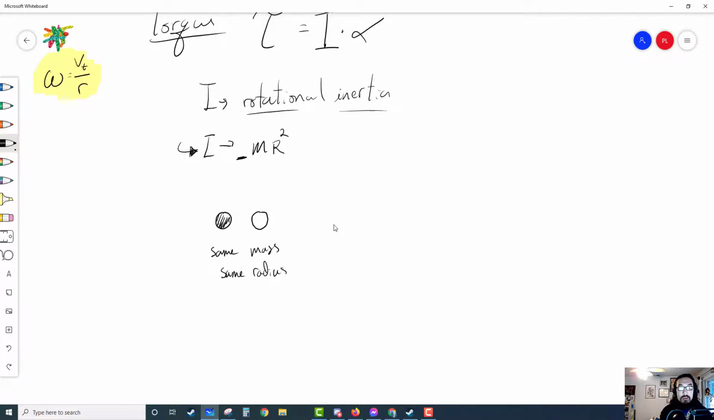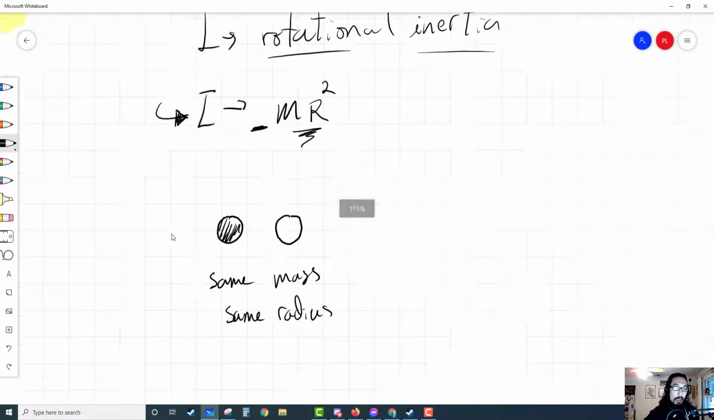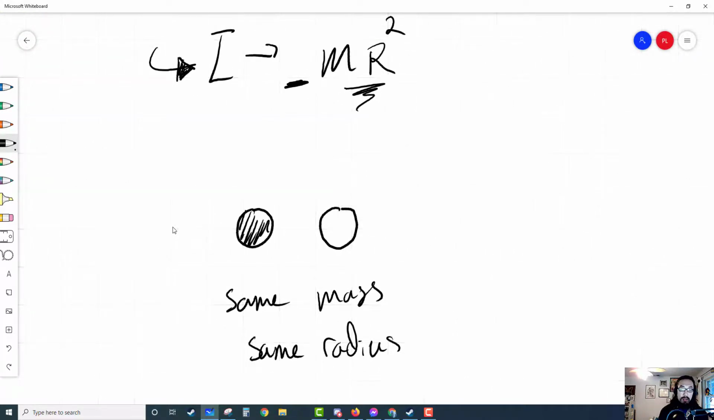Now, if you just look at this, it kind of looks like if you had the same mass and the same radius, they should have the same rotational inertia, but we know that's not true. Okay. First off, what you're looking at with the radius is not just the radius of the shape. So I'll do this in a different color. Let's use yellow here.